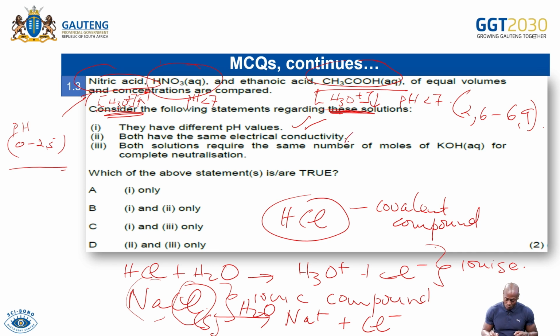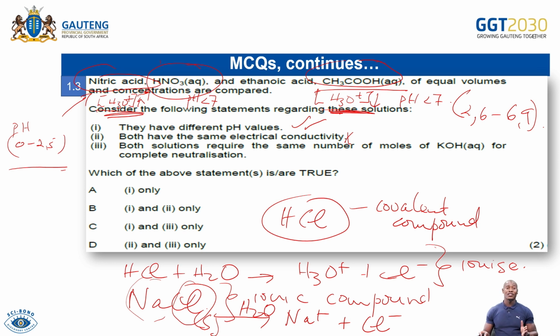I disagree. I hope also at home, wherever you're seated, you also disagree with Roman figure 2. How come they can have the same electrical conductivity, while one forms a high concentration of hydronium ions and the other forms a low concentration of hydronium ions? Remember, what determines the conductivity? Conductivity is based on the concentration of ions in the solution.